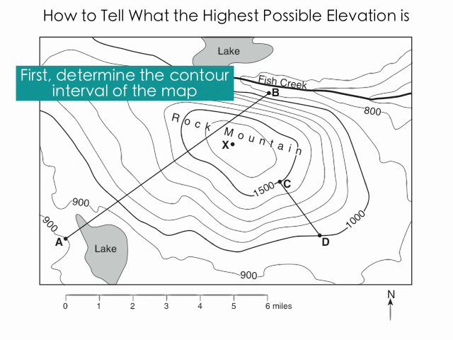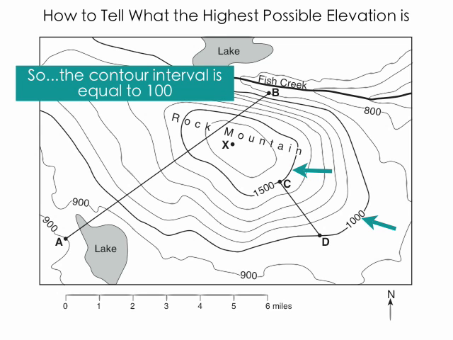And that can be done simply by looking at some of the index contours, which remember those are the bold contour lines that are labeled. Let's start over here with this one which is labeled 1000. And then take a look at the next index contour over here, labeled 1500. Well, by counting the lines in between these two index contours, we can tell that the contour interval of this map is equal to 100. That is, each contour line increases in value by 100.